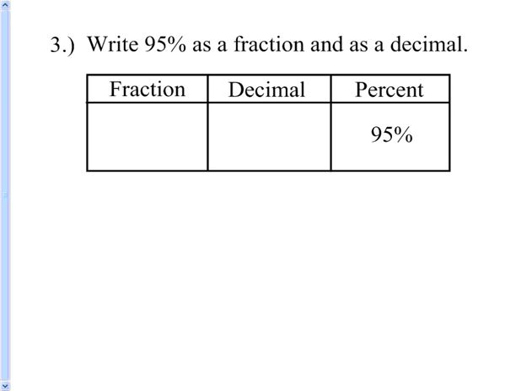This is the homework quiz for week number 16. We're looking at question number 3, which asks us to write 95% as a fraction and as a decimal. This time we're given the percent.